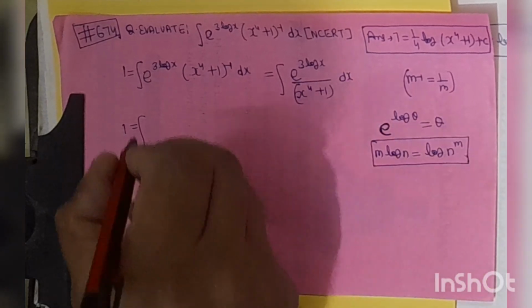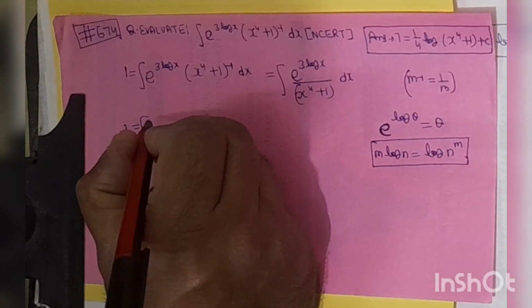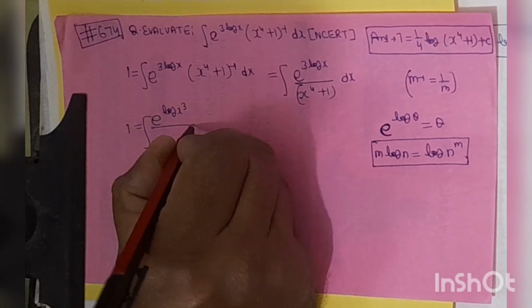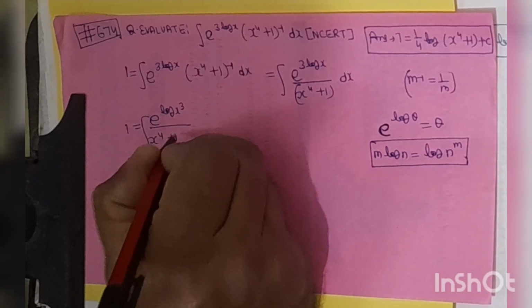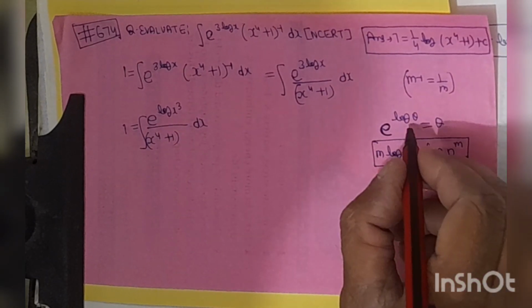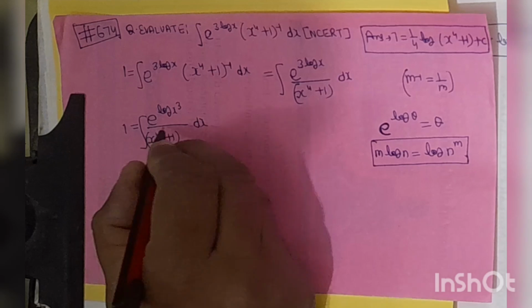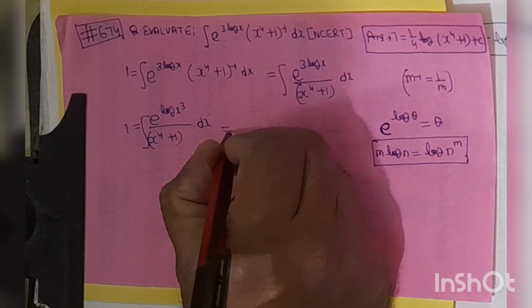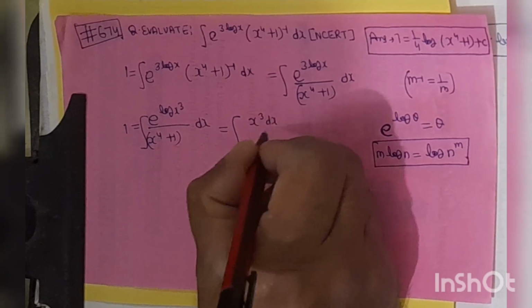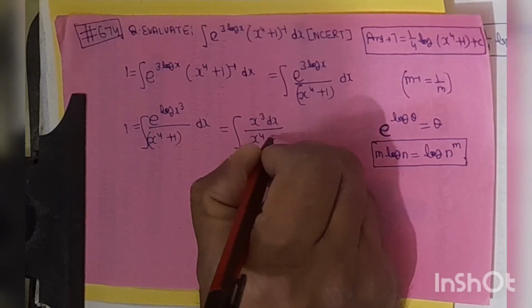According to this formula, e to the power 3 log x may be written as e to the power log x cube, divided by x to the power 4 plus 1 dx. Now we know e to the power log theta is equal to theta. So e to the power log x cube may be written as x cube. So it will be the integral of x cube dx divided by x to the power 4 plus 1.